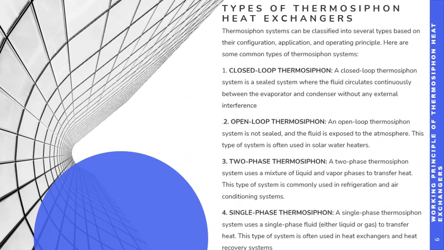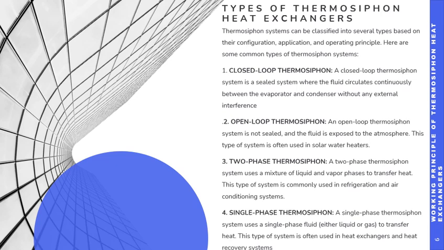Now, thermosiphons can be classified into several types based on their configuration, application, and operating principle. We would want to discuss 8 common types of thermosiphon systems. The first one is a closed-loop thermosiphon. A closed-loop thermosiphon system is a sealed system where the fluid circulates continuously between the evaporator and condenser without any external interference. It works more or less like a closed system.